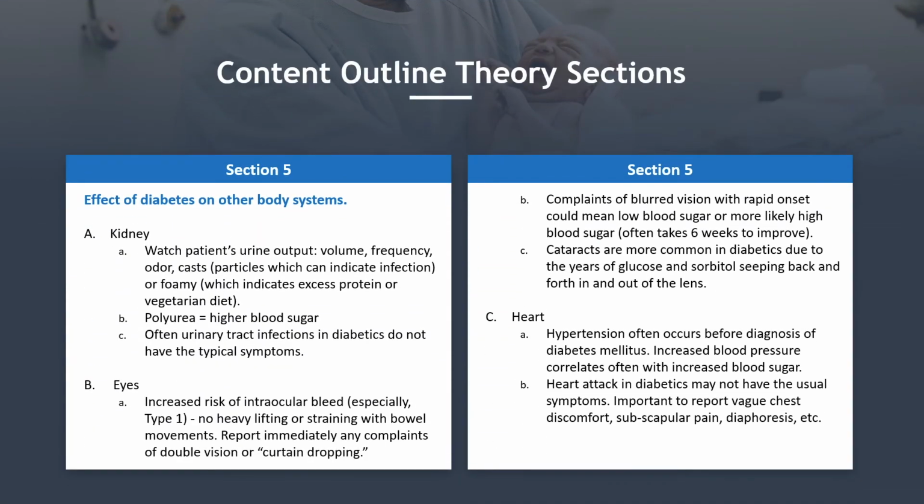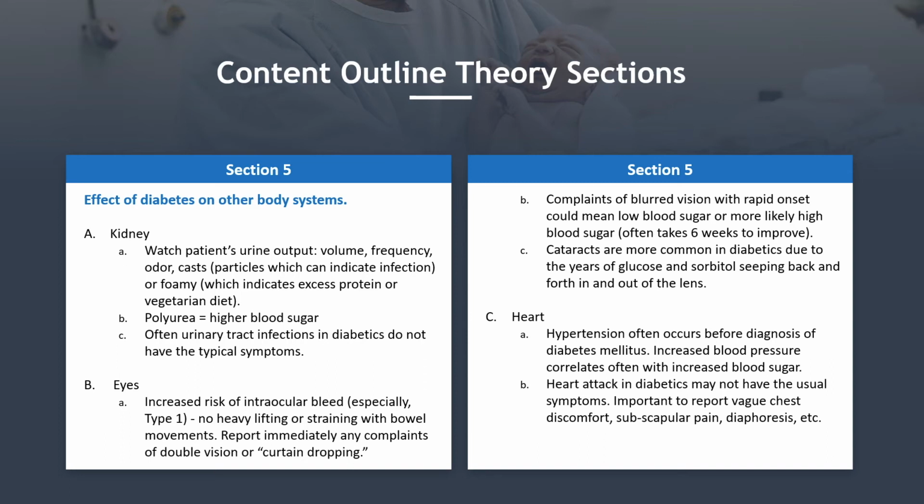Section 5. Effect of diabetes on the other body systems. A. Kidneys. Watch patient's urine output, volume, frequency, odor, and casts, which are particles which can indicate infection, or foamy, which indicates excess protein or a vegetarian diet. Polyuria, higher blood sugar. Often urinary tract infections in diabetics do not have typical symptoms.